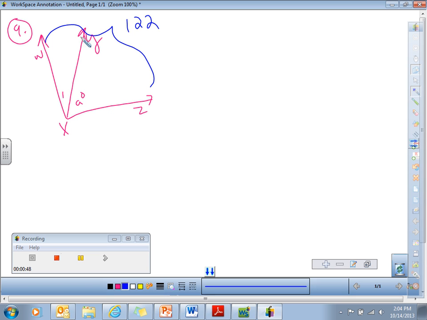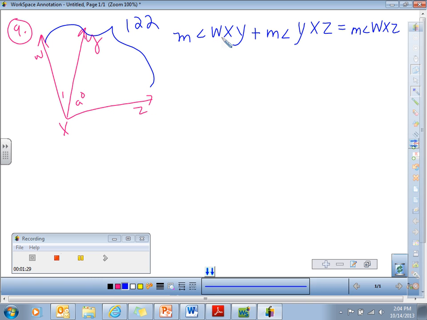WXY. Okay, this is an example of using the angle addition postulate. I can say that the measure of angle WXY plus the measure of angle what? You can say A. I'm going to use letters first though. YXZ is equal to the whole angle what, Kyle? What's the whole thing? WXZ, the whole thing.